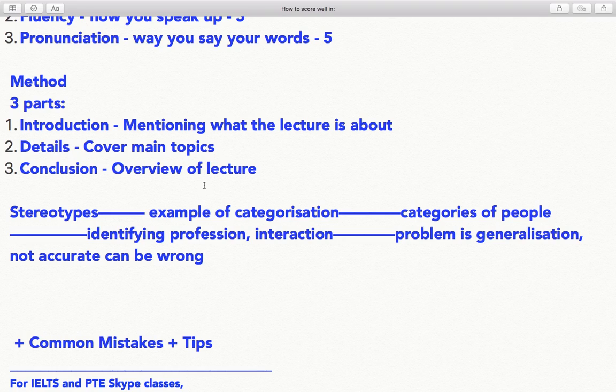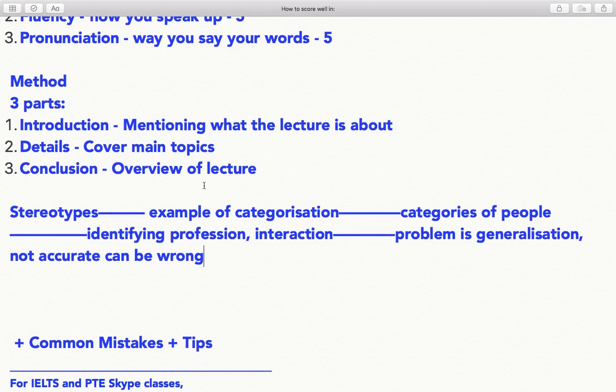In this lecture, speaker talks about stereotypes. According to the speaker, stereotypes are just an example of categorization of people. They can be helpful in identifying profession and the kind of interaction we could be having with people of those profession without even saying a single word.